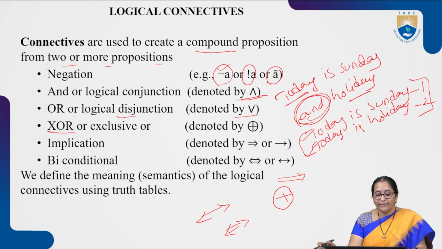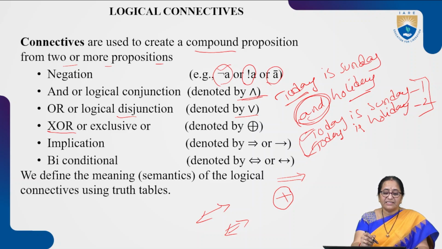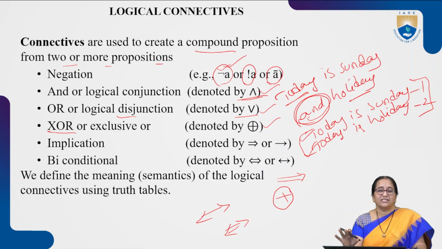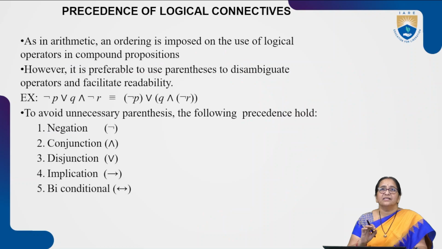Yes, we define the meanings of the logical connectives using the truth tables. We define the meanings, the semantics, of the logical connectives using truth tables. Here we have some connectives. This is the logical AND operation, this is the OR operation, this is exclusive OR, this is the NOT operation, the negation operation. We have all these operations. To define the meaning of the logical connectives, we can use truth tables.